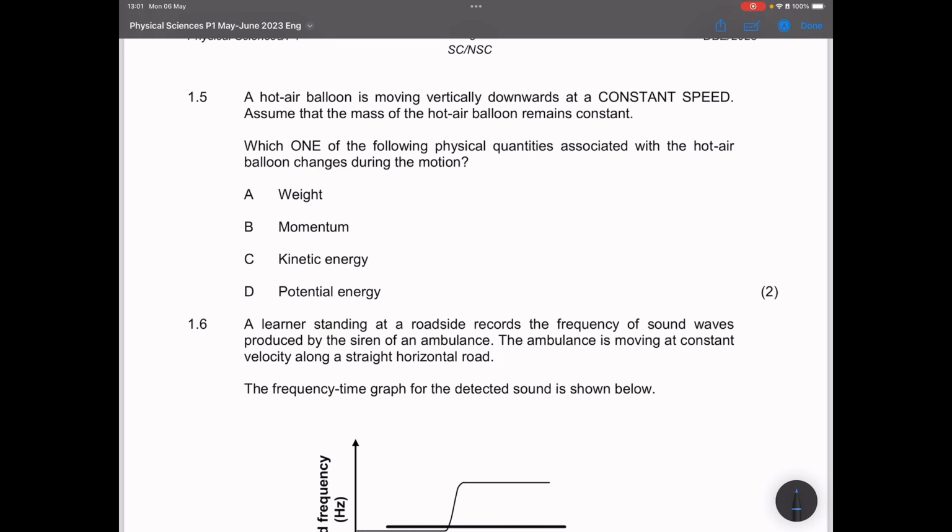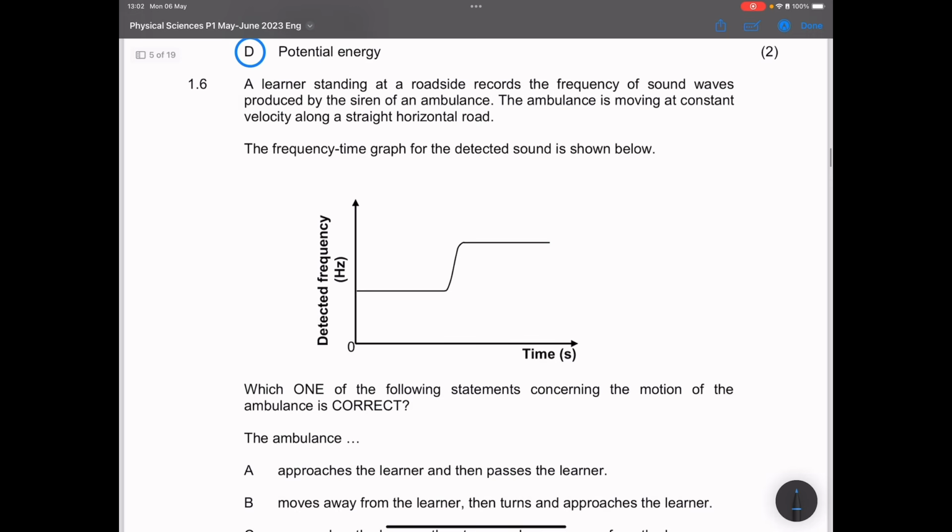Next question, they say a hot air balloon is moving vertically upwards at constant speed. Please remember, at constant speed, it means that our acceleration is 0, and as a result, net force is 0. They ask which one of the following physical quantities associated with the hot air balloon changes during its motion. The weight remains the same, momentum remains the same because the speed is constant and so is the mass. The kinetic energy remains the same because that is related to the velocity. But of course the balloon is ascending upwards, so the potential energy would change because the position of the balloon relative to the ground keeps changing. So that is going to change.